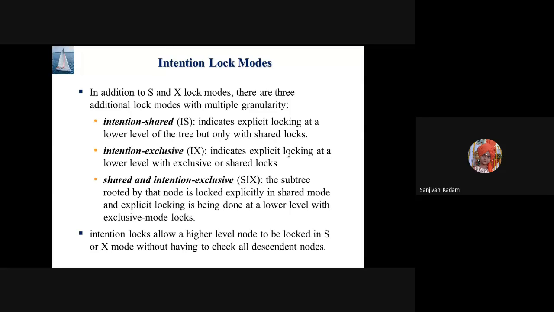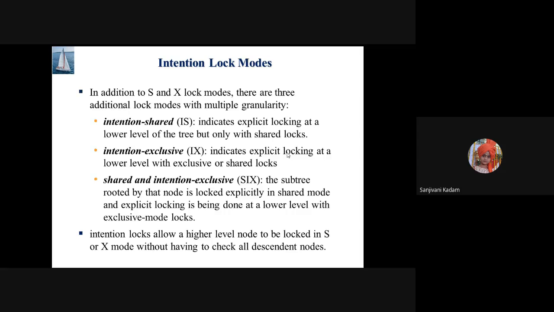So this always deals with the lower levels of a tree. There are some different locks at the root level, and which locks we can have on the lower level nodes is given by these intention lock modes. The first one is intention shared, represented by IS. It indicates explicit locking at a lower level of the tree, but only with shared locks.